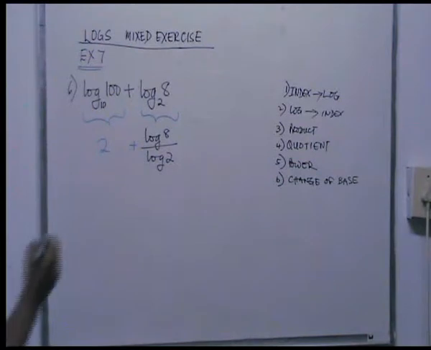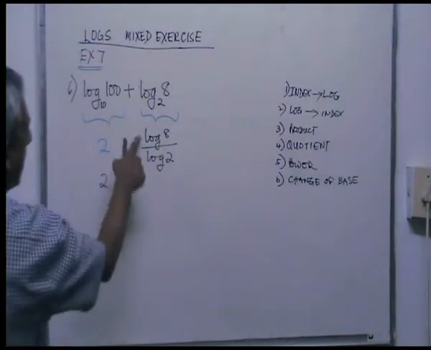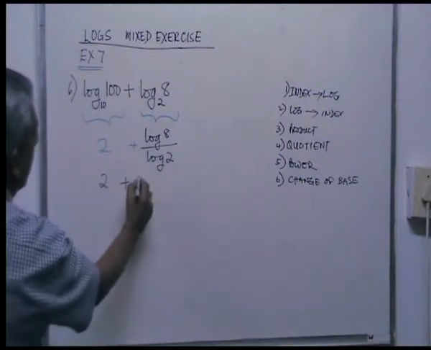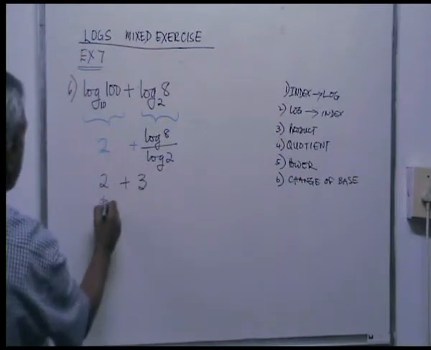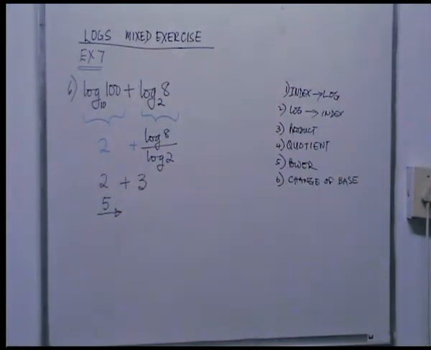Right? Then I bring this 2 down, plus. I put that in the calculator. Log of 8 divided by log of 2, and I get the answer 3. And when I add 2 plus 3, the final answer is 5. So the answer for number 6 is really 5.